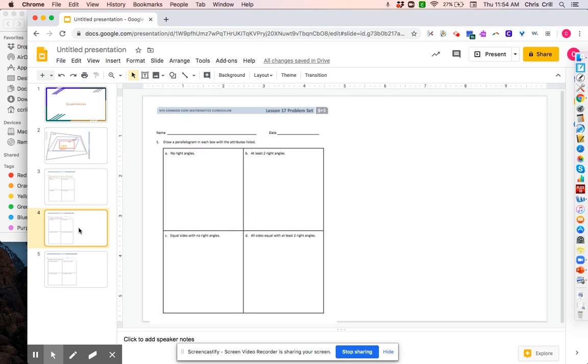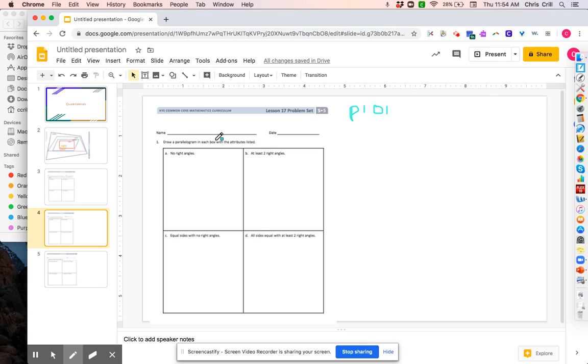Today you're going to be opening up to problem set lesson 17, and that's on page 101 in your Eureka book, page 101. Like yesterday, you're going to be drawing some quadrilaterals with some unique and specific characteristics. So it says here, draw a parallelogram.